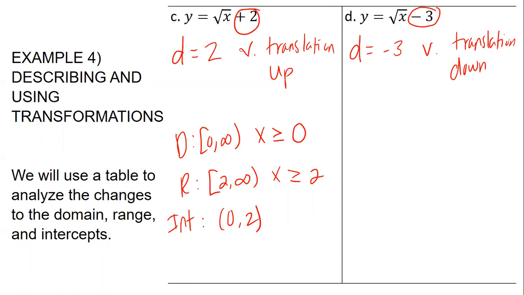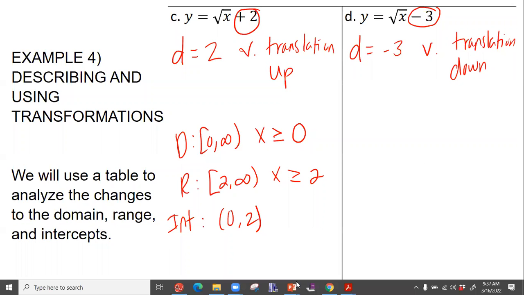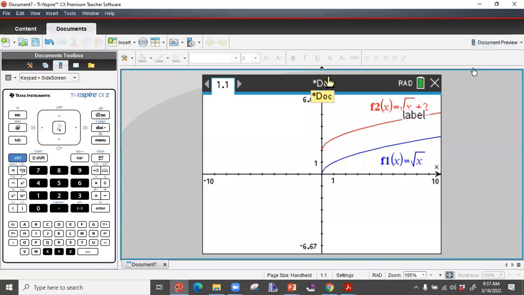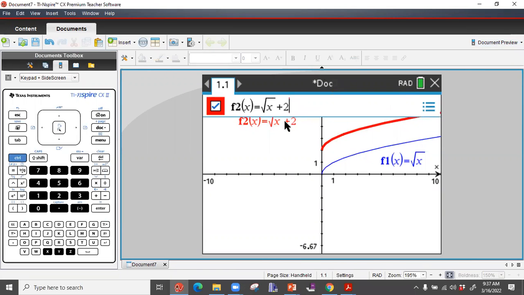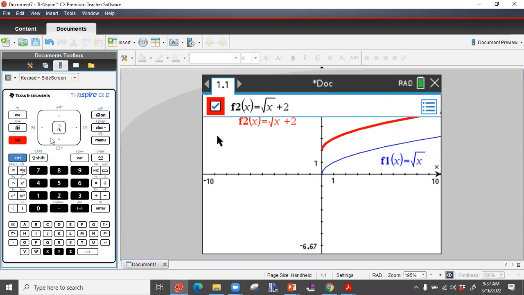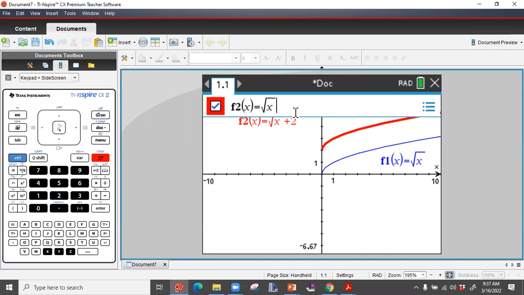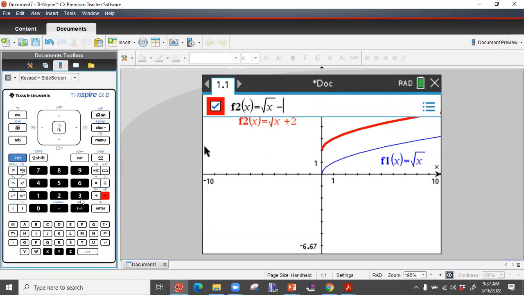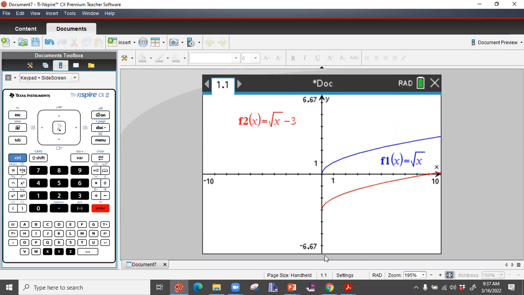All right, so we're going to do the same thing. We're going to analyze minus 3. So I'm going to go back. If you're using a handheld, there's a couple ways. You can double click on that or hit tab and it'll still take you there. But I'm going to take the plus and turn it to a minus. And so now here's my function.